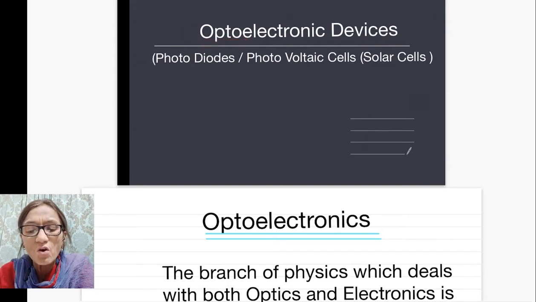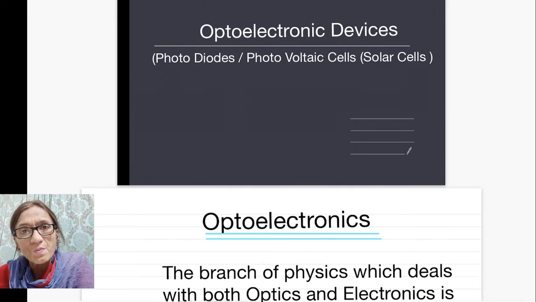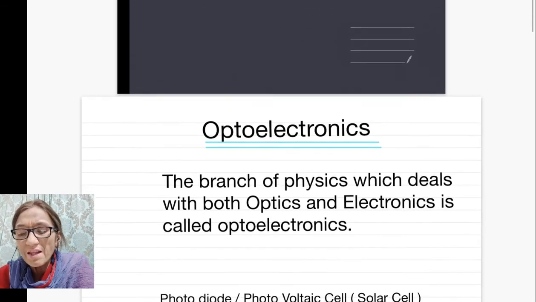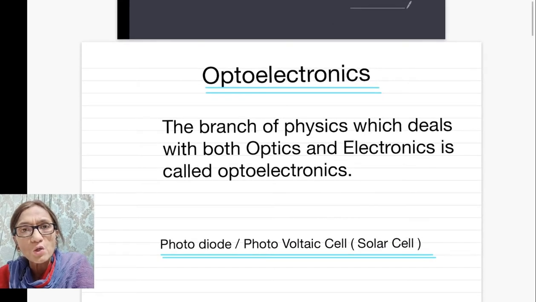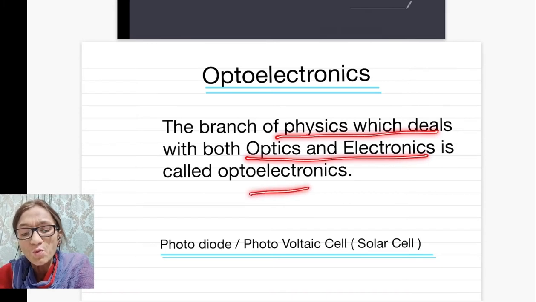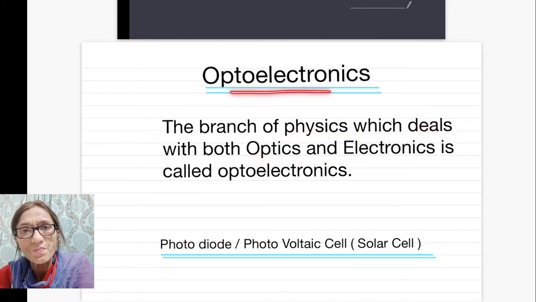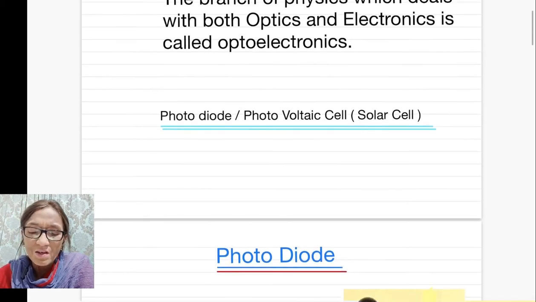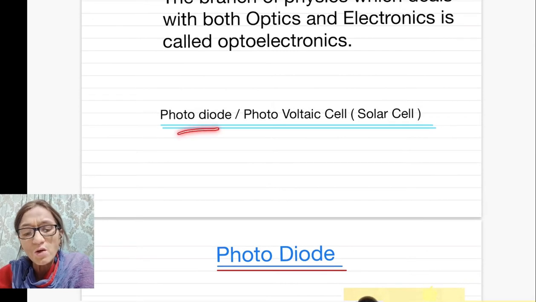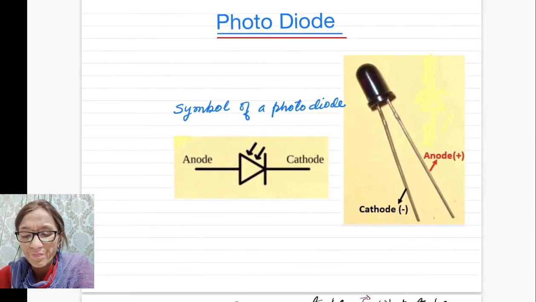Opto means optical, meaning light. Electronic means controlled flow of electrons. These are two branches. When these two things are jointly discussed and applied, then such a branch of physics is called optoelectronics. So today we are to discuss photodiode and photovoltaic cell.